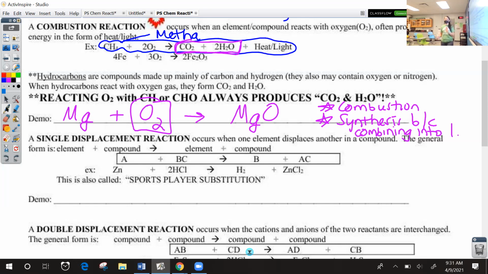All right, the next one, single displacement. What I have for single displacement is some copper chloride here, this cool bluish colored stuff. So there's copper in this, even though it doesn't look like it has copper in it. What I'm going to do is take a small piece of aluminum foil and drop it into my test tube here.